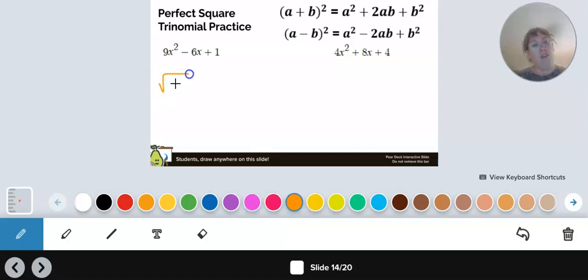So on the left, we have the square root of 9x squared, which gets us 3x, right? 3 times 3 is 9. x times x is x squared. Square root of 1 is 1. We see subtraction here, so we're going to write it as (3x minus 1) squared.